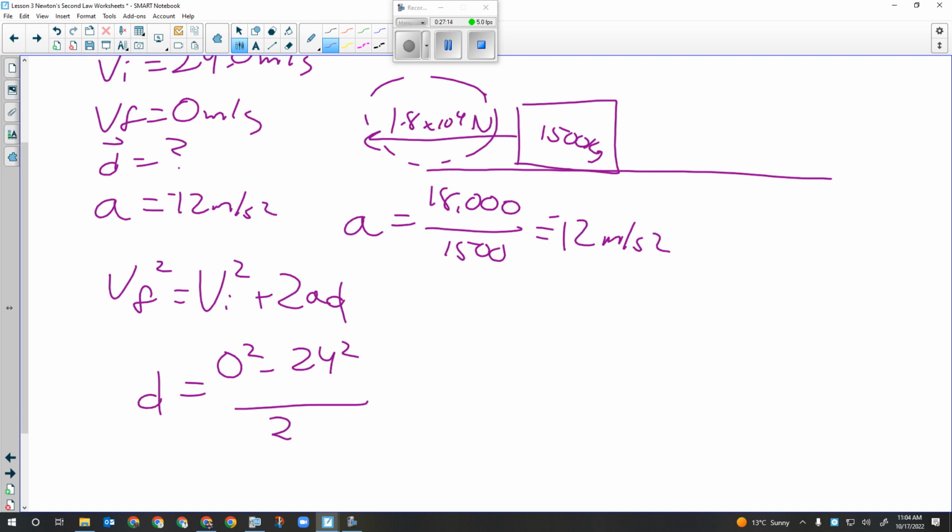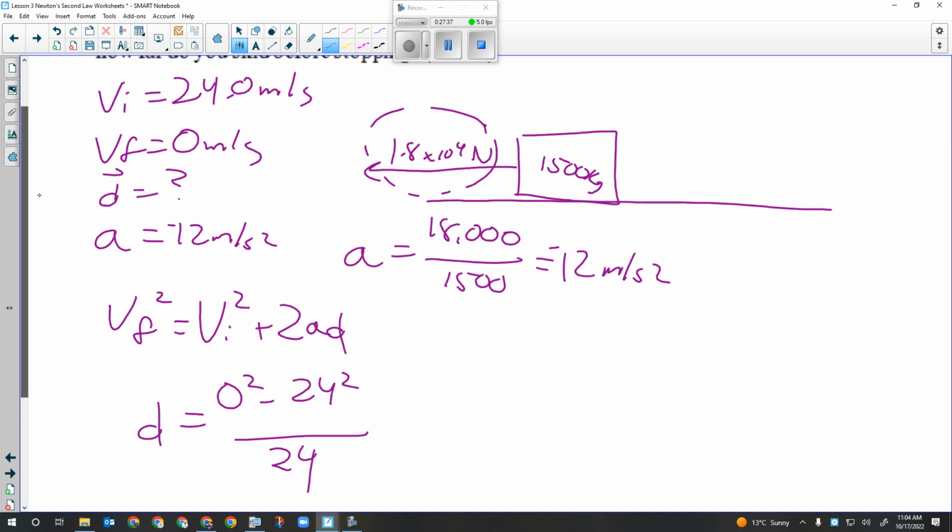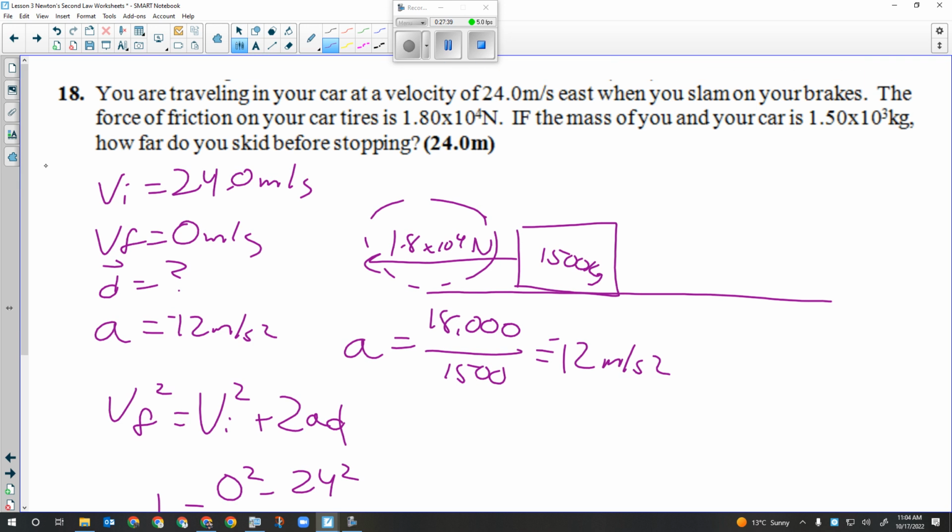Yeah, because I just didn't know that we were allowed to use equations from the first unit. Oh, yeah. So every equation, once we learn it, every equation is game. Okay? We won't use V equals D over T very much in this unit because everything's accelerating. But every equation we learn is going to be game once we learn it. Okay? All right, does that make sense? Yeah. So we got 24 squared over 24, so I guess it's 24 meters.